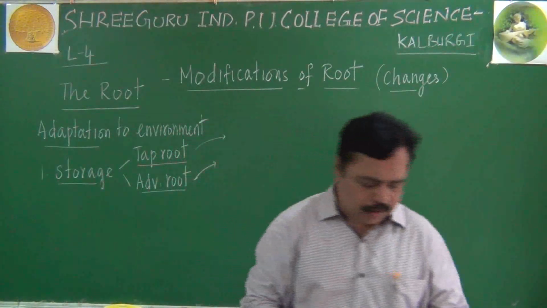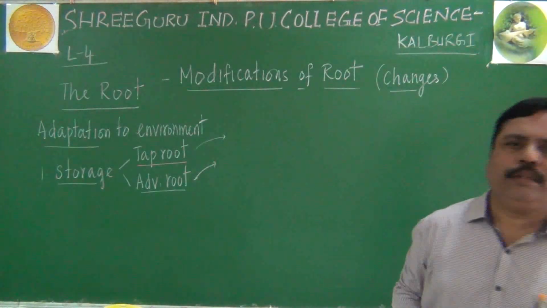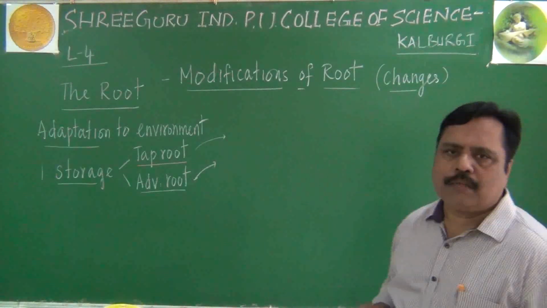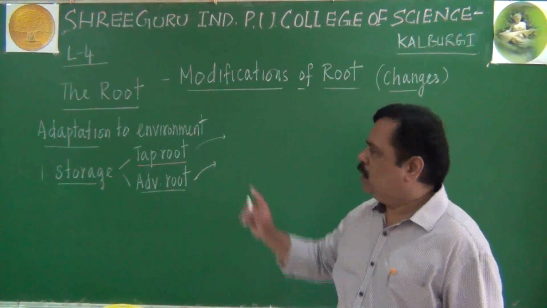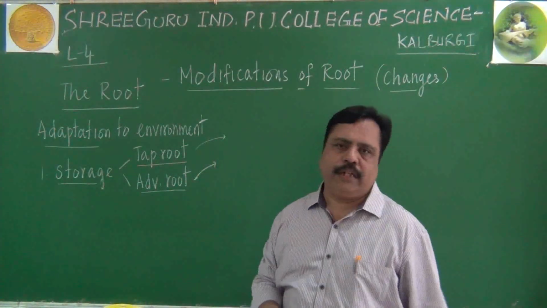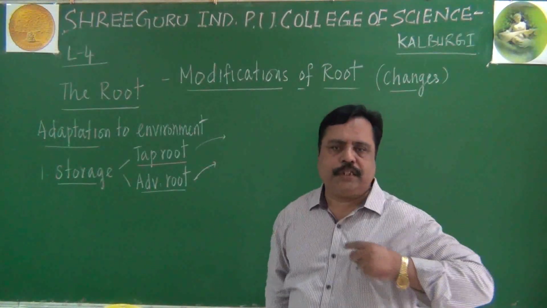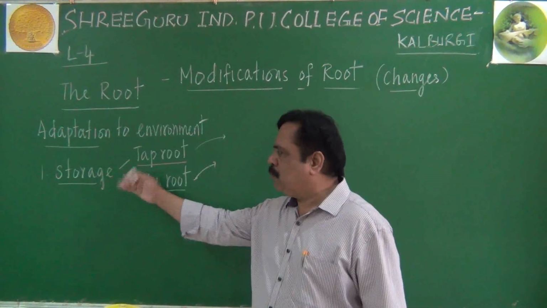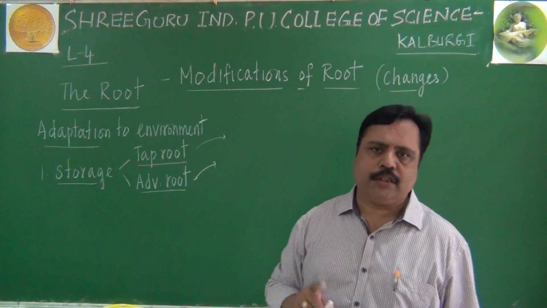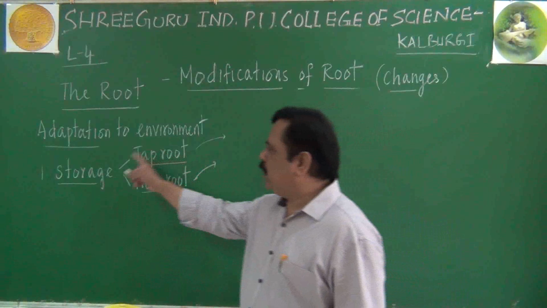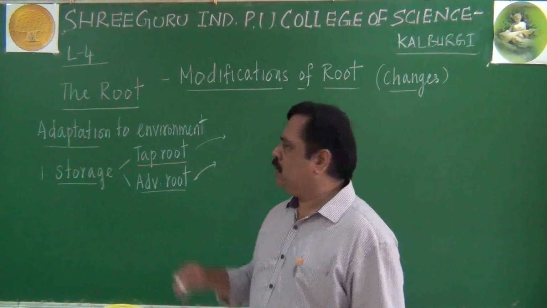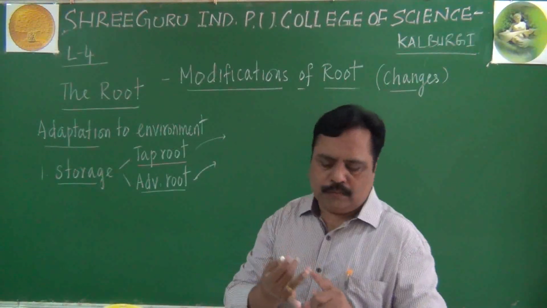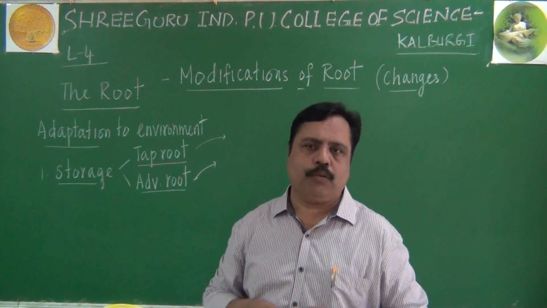So what is modification? Changes occurring in the morphology of root for adaptation to the environment. That is called modification. The first purpose for modification in taproots is storage. Taproot can undergo storage modification. Examples for that are conical root, fusiform root, napiform root, remember.